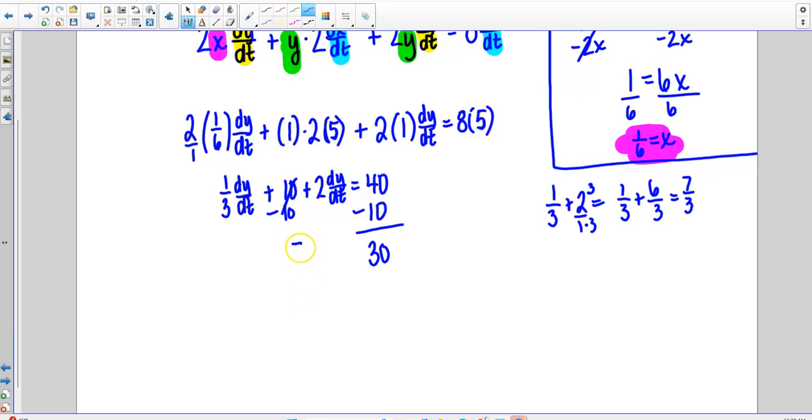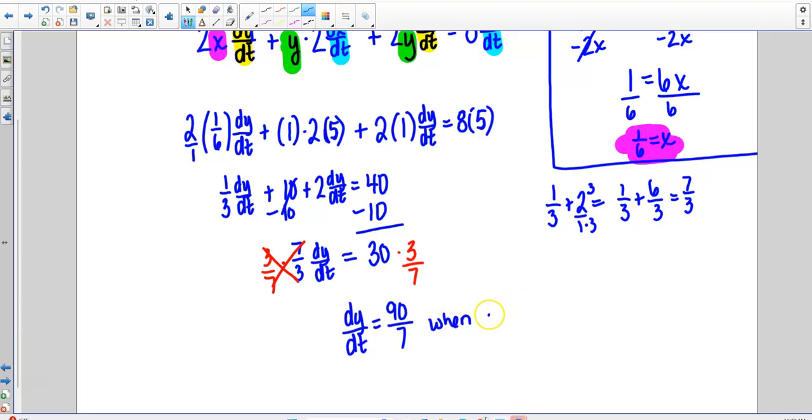So I have 7/3 dy dt equals 30. We are dividing by 7/3 here, but dividing fractions is easy as pie. You can flip the second and multiply. So what I would do is multiply by 3 over 7 to avoid having to write out an extra step for that. And so your dy dt is going to equal 90 over 7 when, was it y equals 1 was the piece of information we had right there.